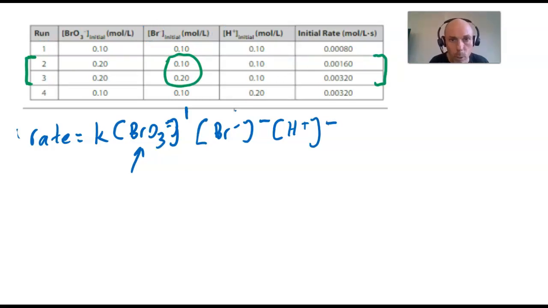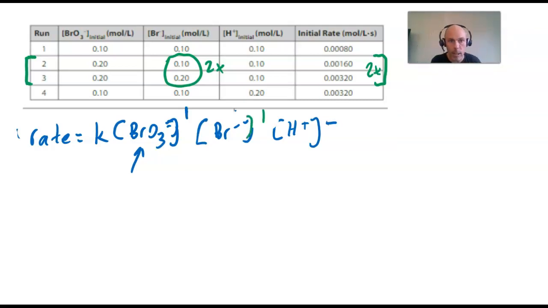Bromide is going from 0.1 to 0.2, whereas hydrogen stays at 0.1 in both runs, and bromate stays at 0.2. So I ask myself, by what factor is the bromide concentration increasing? 0.1 to 0.2 is again a 2-fold increase, and going from 0.0016 to 0.0032 is also a 2-fold increase. Again, when the change in concentration is the same as the change in rate, it's a first-order reactant. Had bromide tripled and the rate tripled, that would also be first order. Or had bromide quadrupled and the rate quadrupled. Or had bromide halved and the rate halved. Those are all examples of linear relationships or first-order reactants. So I'm going to pop a 1 in here for bromide.